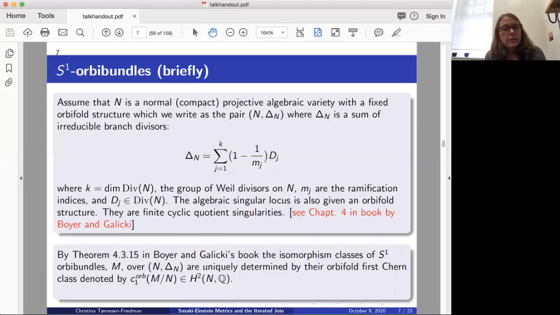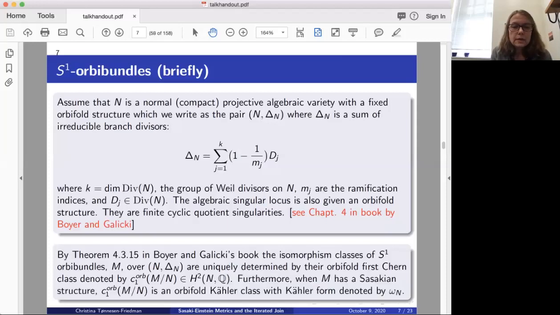And then by theorem 4.3.15 in this book, we have that the isomorphism classes of S1 orbibundles M over this base are uniquely determined by the orbifold first Chern class. That's a class sitting in the second orbifold cohomology group, but we can think of it as sitting in the rational cohomology group, as long as we're mindful of what the denominator is allowed to be. That has to do with the order of the orbifold.